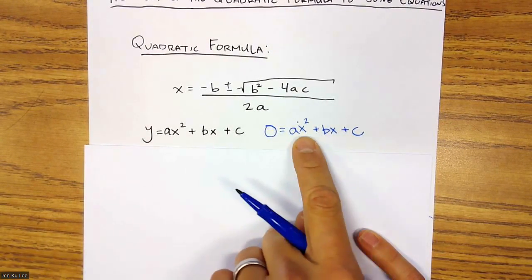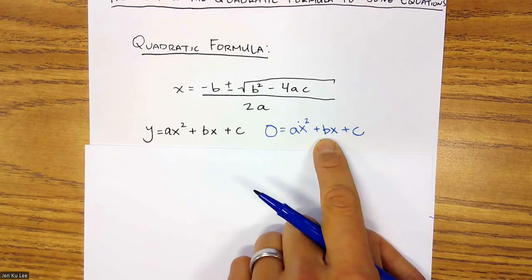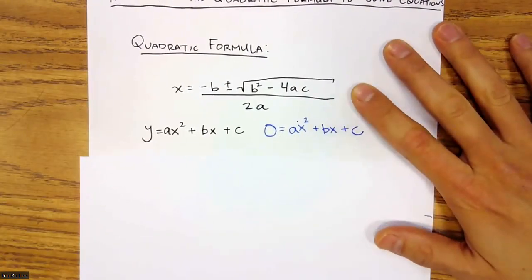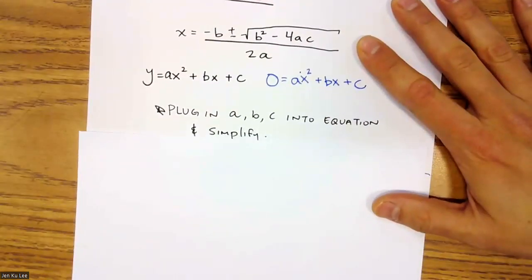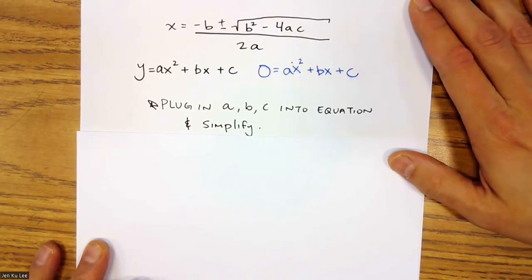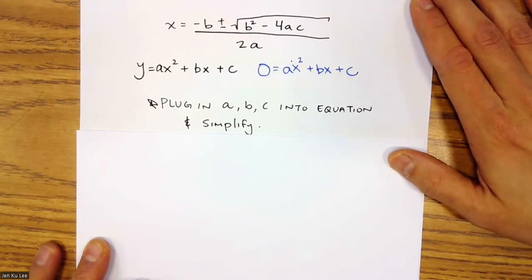The bottom one is how you get your a, your b, or c. So all we're going to do is plug a, b, and c into the equation and just simplify it, right? Or the formula.